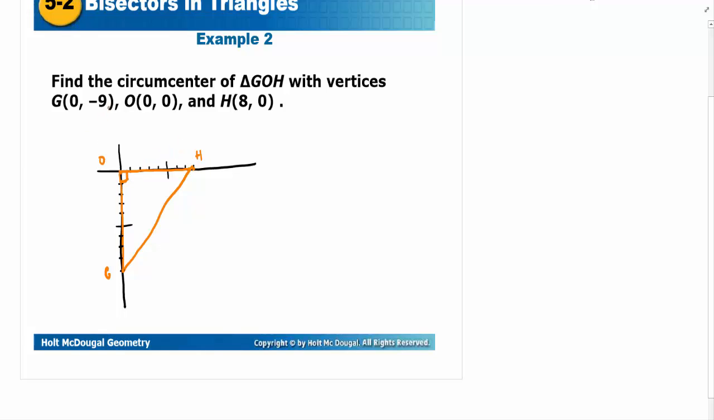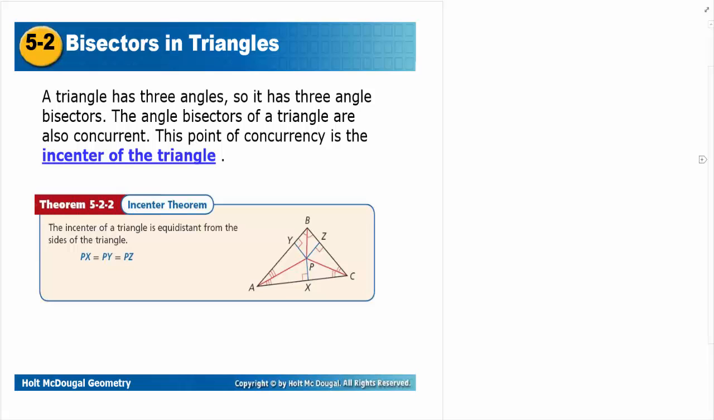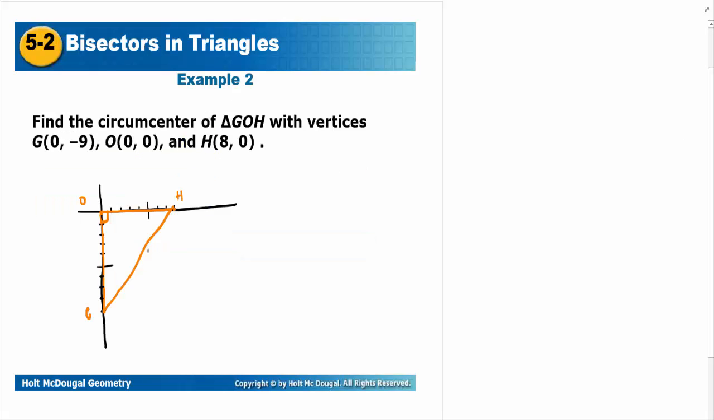Now, if you remember from the slide here again, if we have a right triangle, understand that your circumcenter, which we're looking for, is going to lie on the hypotenuse. But what point on the hypotenuse is it? Well, that's where your perpendicular bisector lies. So that would be the midpoint of the hypotenuse. So our goal in this problem is just to know that, and we just need to find the midpoint. I'm just looking for the midpoint of GH. That's all we need to do, but we need to understand that's where the circumcenter is located on a right triangle. So I know that H is at 8, 0, and G is at 0, -9.